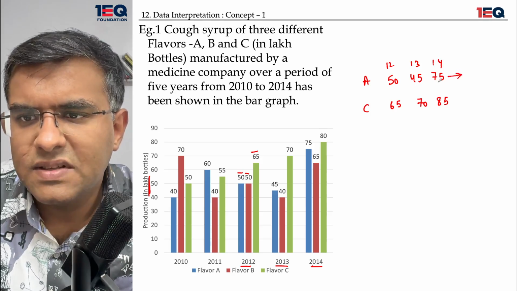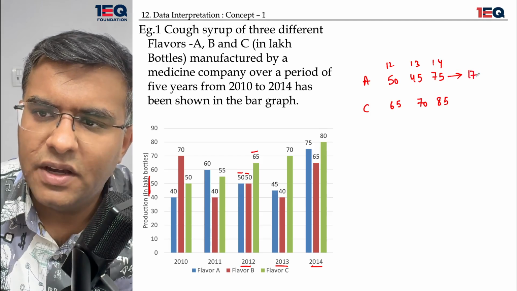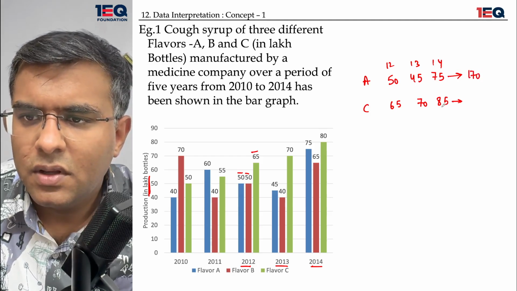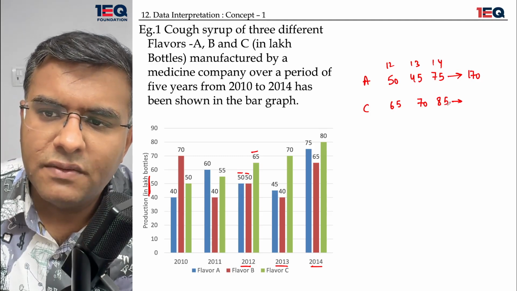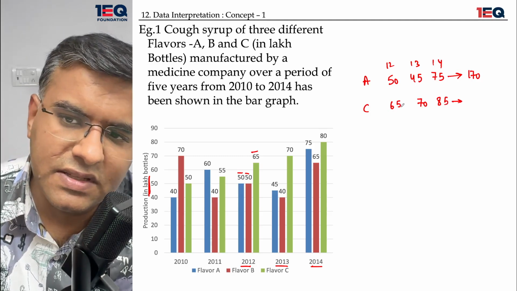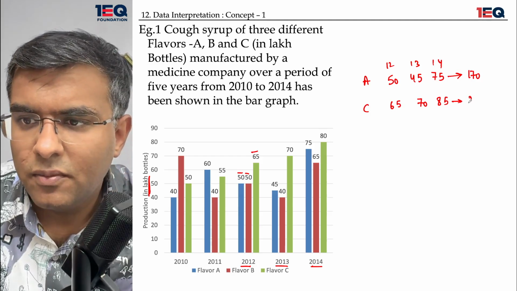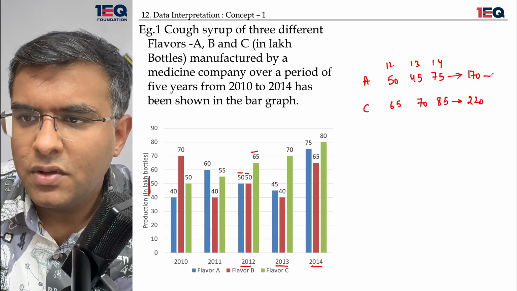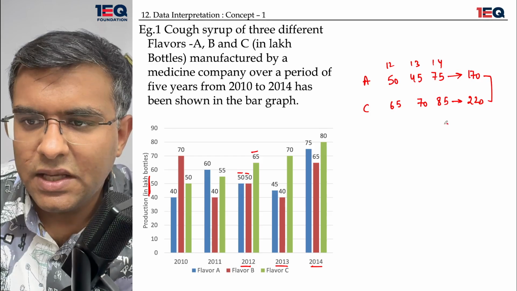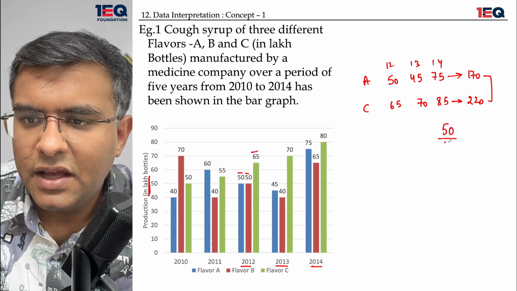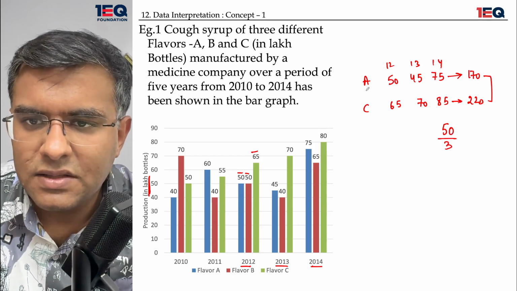So what is the sum of all of this? This is 95 plus 75, which makes it 170. And this is 80 plus 70 is 150, 155, this is 160, 160 plus 60 is 220. So this is the gap. 220 minus 170 gives me a gap of 50, and the average is that of 3 years. So 50 upon 3 is my answer to this area.